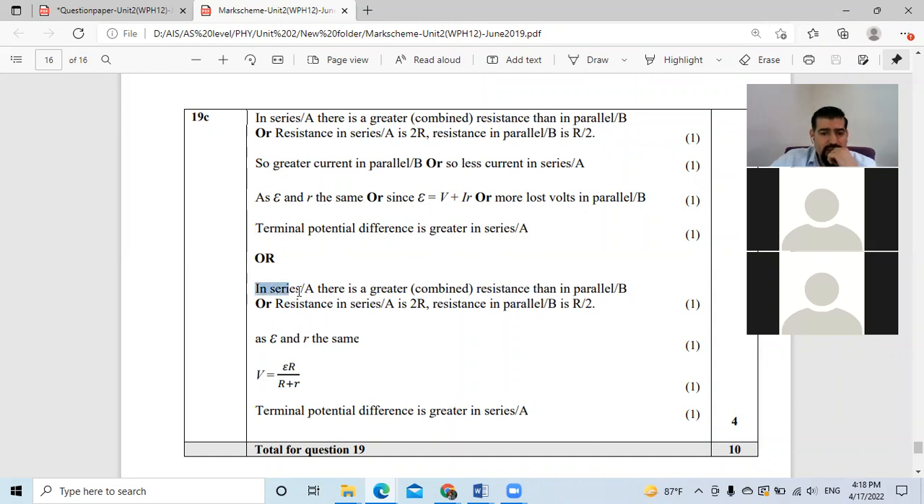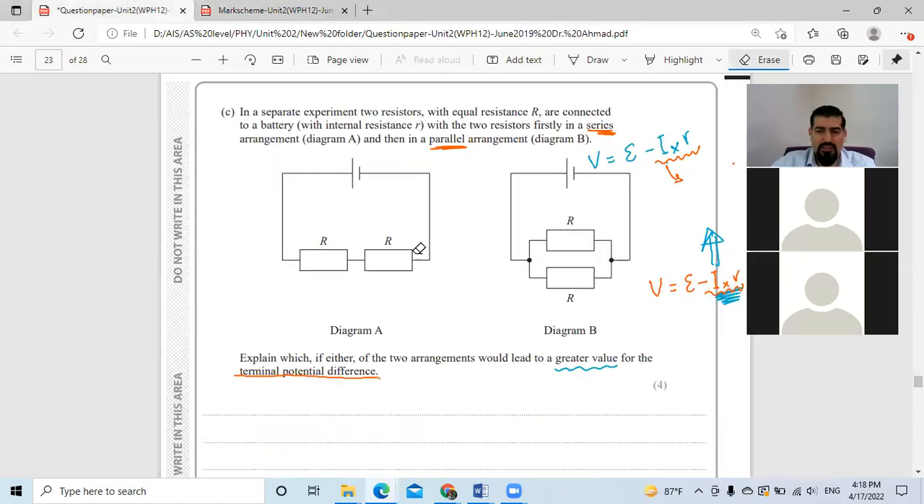Another way: in series, greater combined resistance, R, and EMF is the same. He derived the formula V equals EMF times R over R plus small r. The terminal potential difference is greater in series. So I will choose one of the ways to answer here.